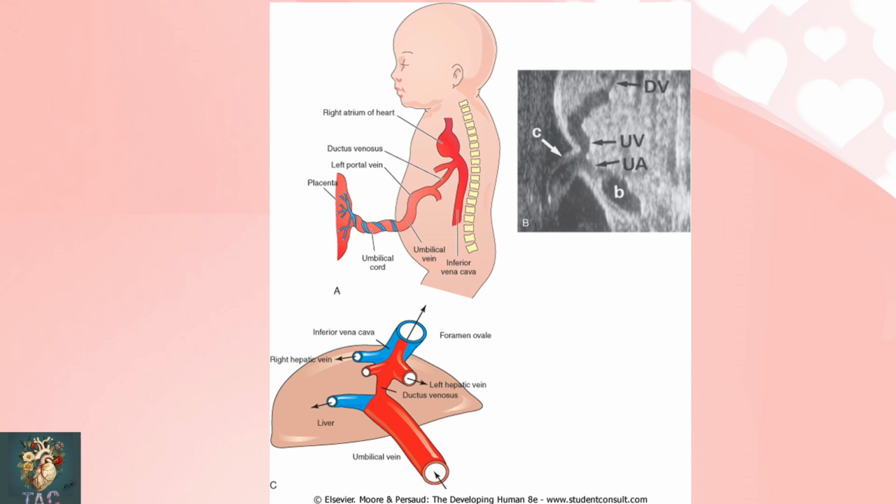So look at this diagram. This is again another revision diagram. Here you can see the umbilical vein and the vessels in the liver. This is the ductus venosus. These are the right and left hepatic veins, and this one is the inferior vena cava. Here you can see the ductus venosus, which shunts the blood from the umbilical vein into the inferior vena cava. And in this diagram, this is the X-ray. You can see the umbilical artery, umbilical veins, and all these structures.